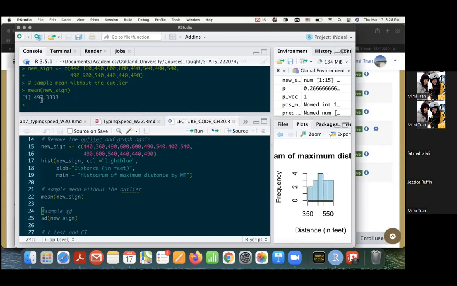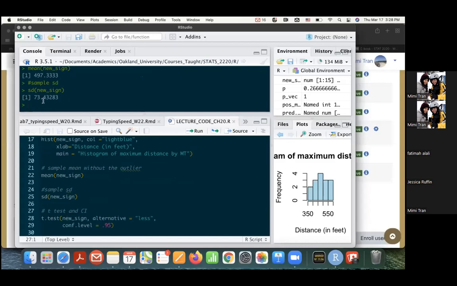Mean is 497.33 feet. I'm going to do the standard deviation as well, which is 73.43. Now you guys can do this on Google Sheet, right? For Google Sheet, instead of mean, what do you say? Equal average, right? Instead of standard deviation, what do you say? Equal STDEV. You can do all this in Google Sheet. You can construct a histogram as well.